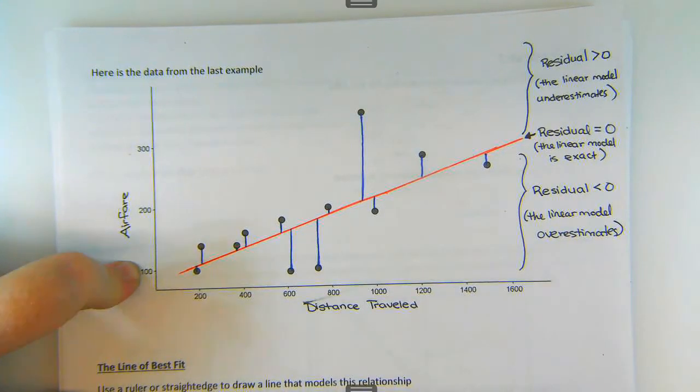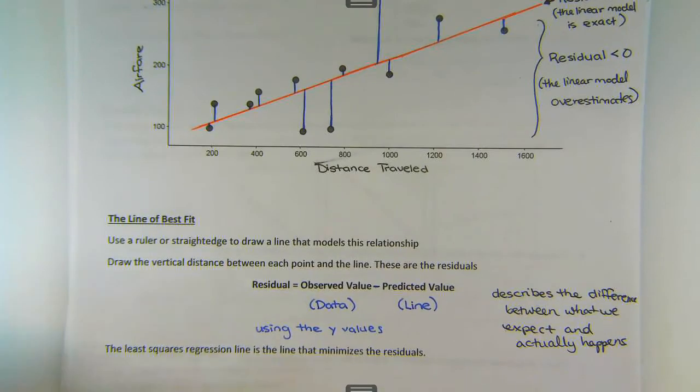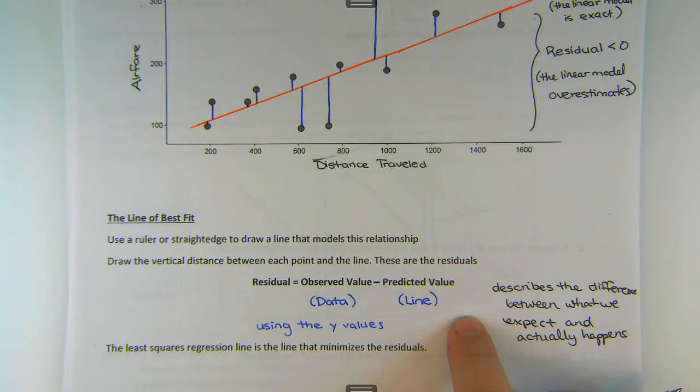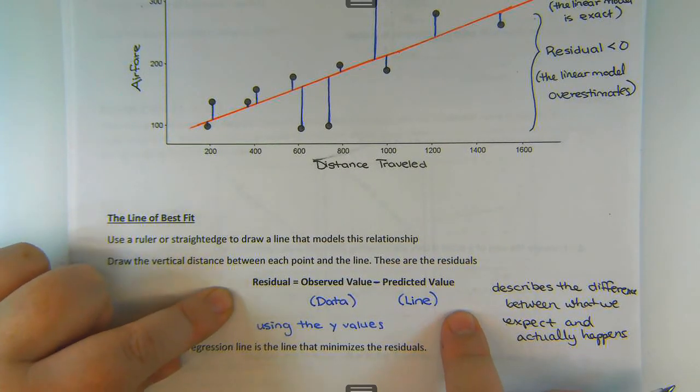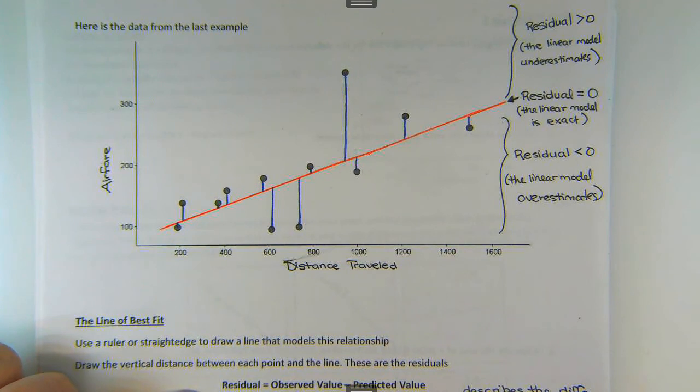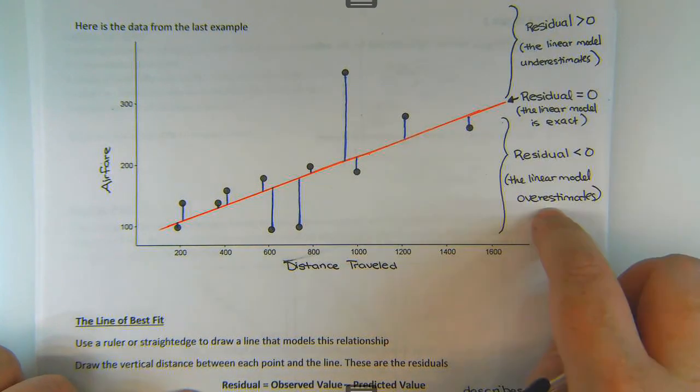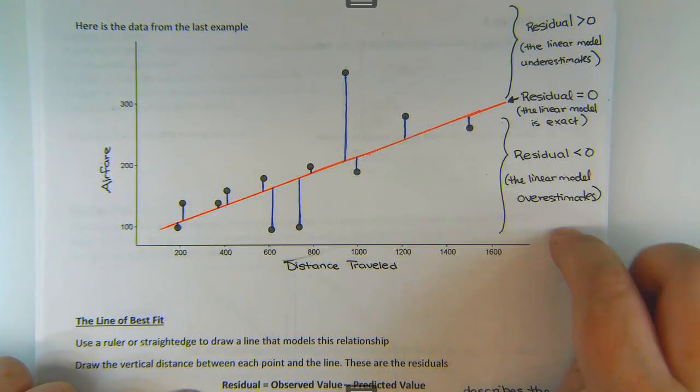So this is a way to describe the residuals. When we calculate the residuals, we get an idea of the distance away. And then from there, we can describe it as an underestimate or an overestimate by that amount based on whether the residual is positive or negative.